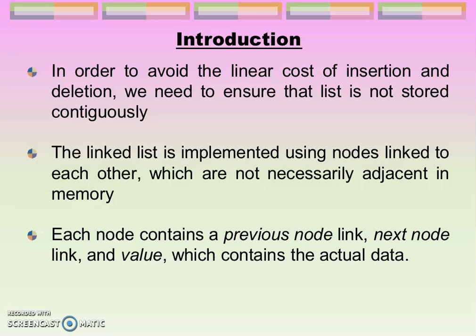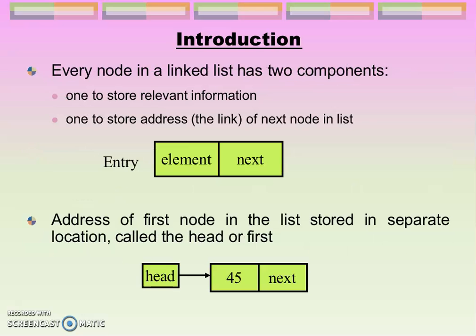data kita nak simpan tu dekat-dekat, so we implemented linked list, which is we can store data adjacent, jauh daripada satu sama lain dalam memori tu lah. Okay, so kita simpan dia menggunakan node. Each node contains a previous node link, next node link, and value which contains the actual data.